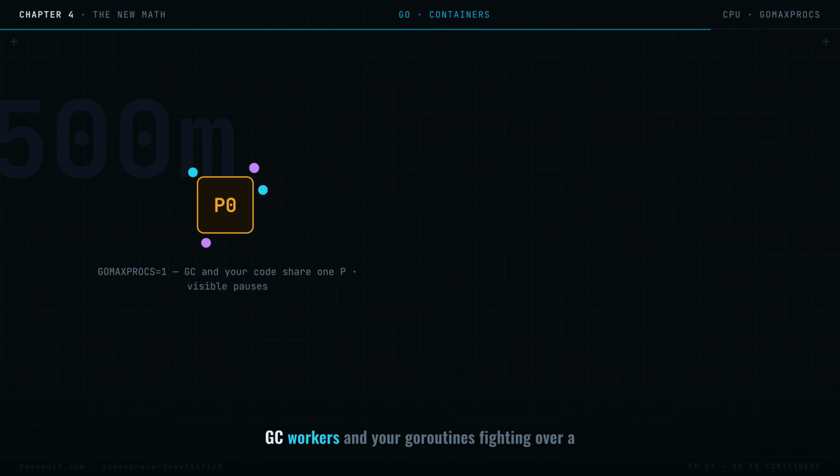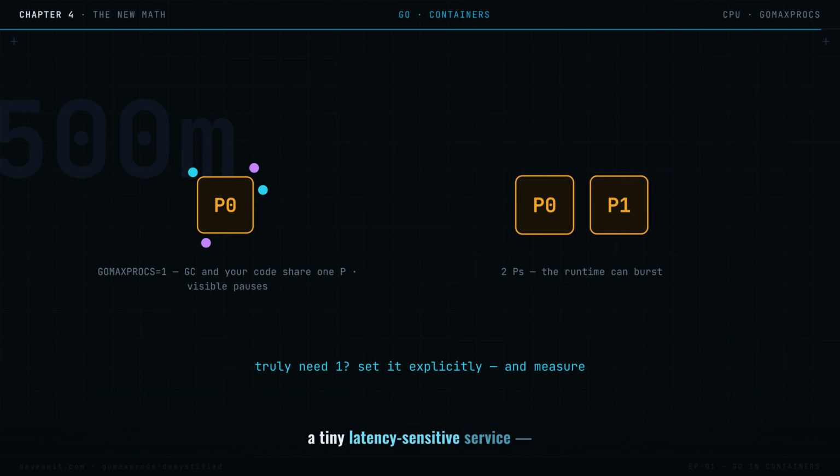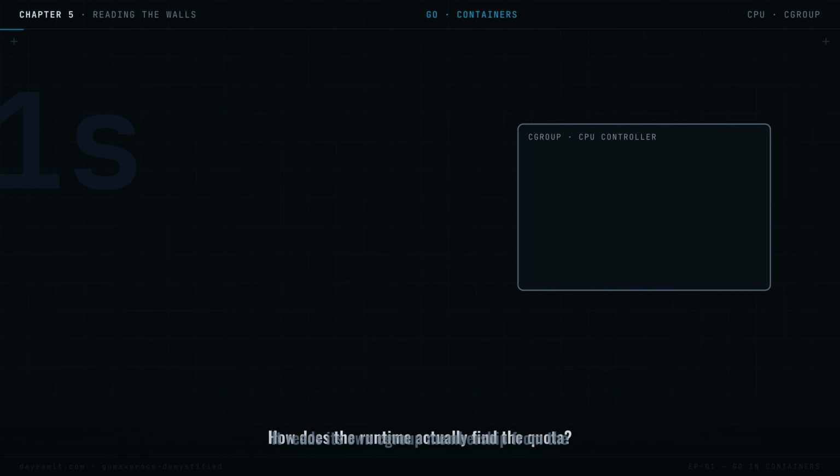Go GC workers and your goroutines fighting over a single P means visible pauses. Sub-1 CPU quota usually belongs to bursty workloads anyway, and 2 Ps let the runtime itself burst. If you genuinely need one, a tiny latency-sensitive service, set it explicitly and measure. How does the runtime actually find the quota?